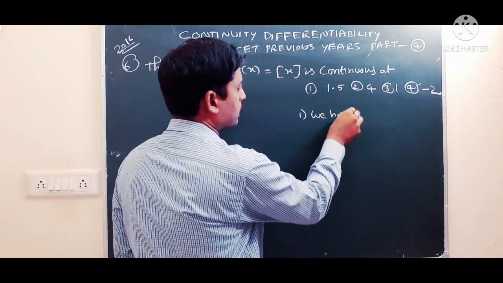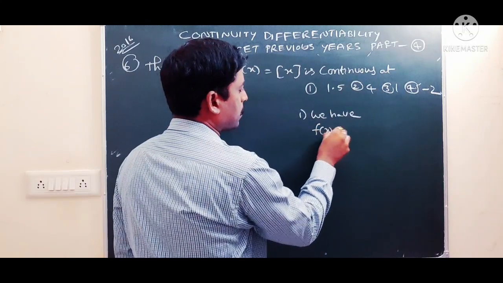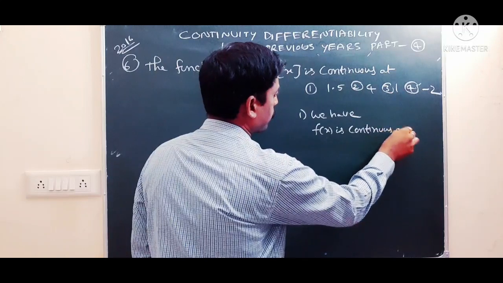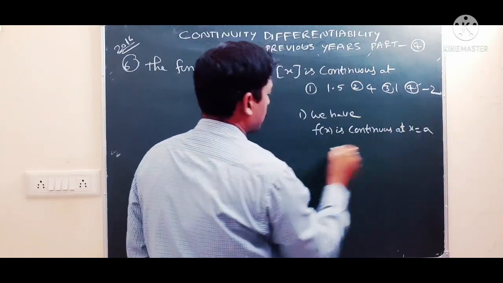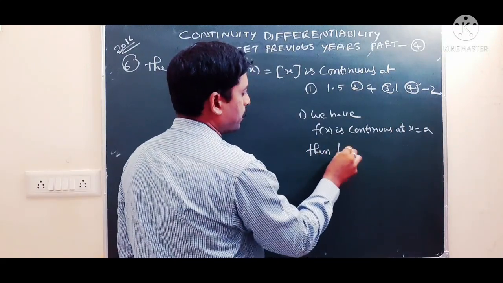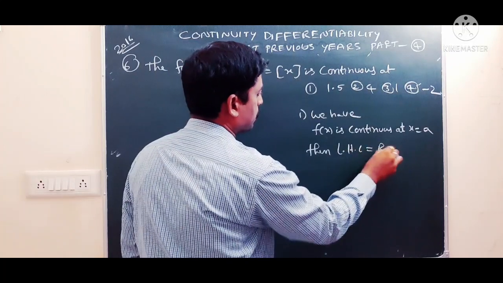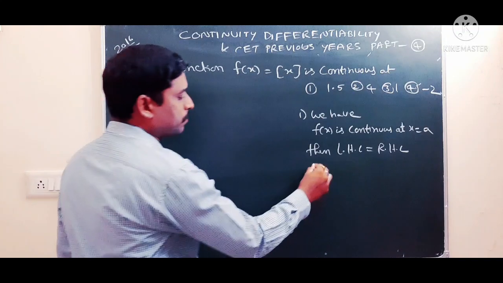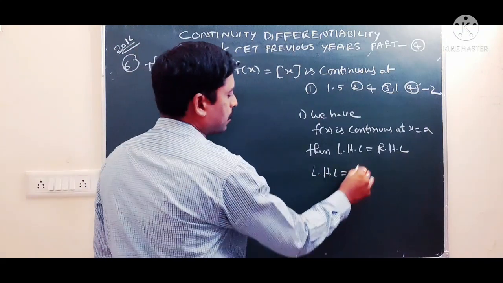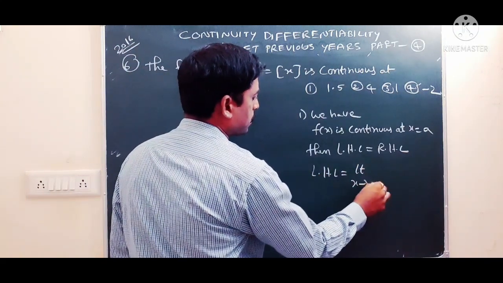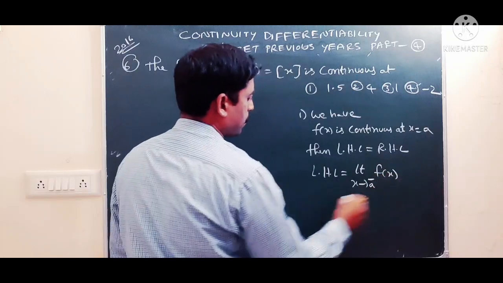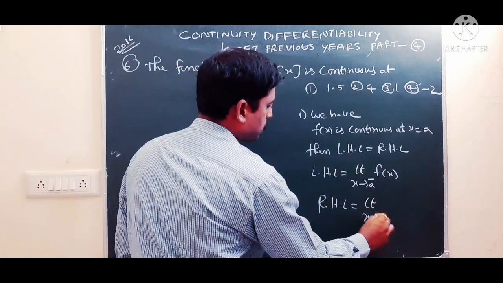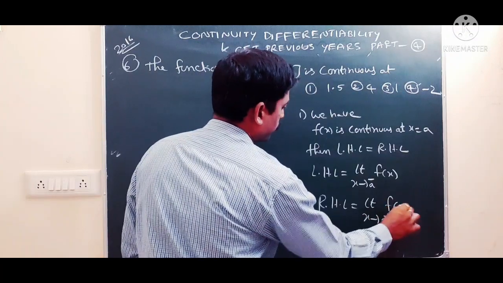We have f of x is continuous at x is equal to a, then the left hand limit is equal to the right hand limit. Where the left hand limit formula is limit x tends to a minus f of x, and the right hand limit formula is limit x tends to a plus f of x.